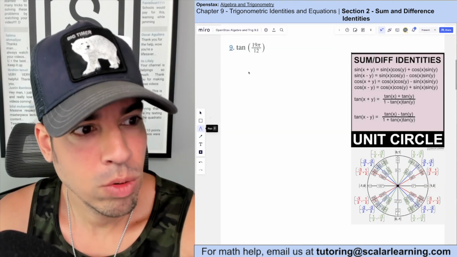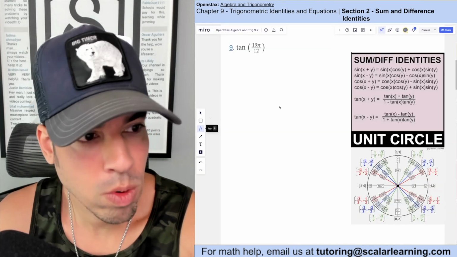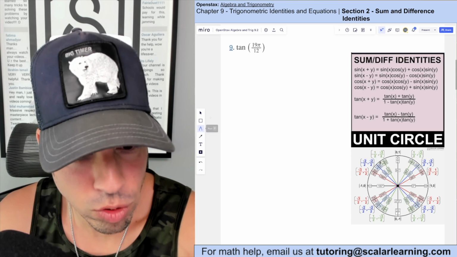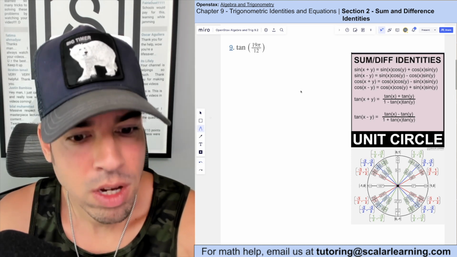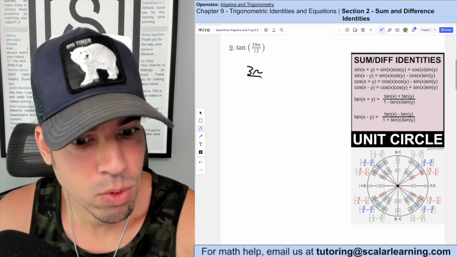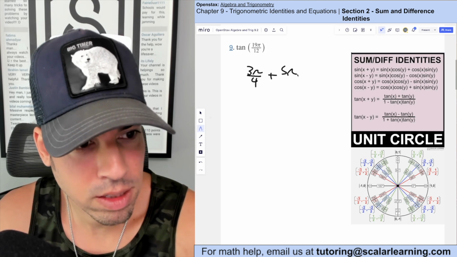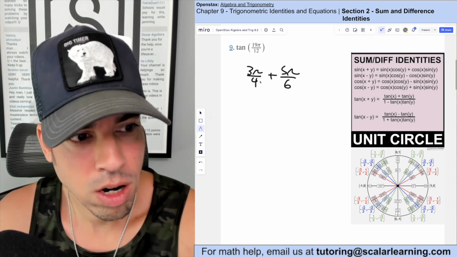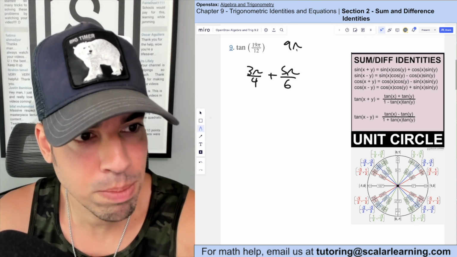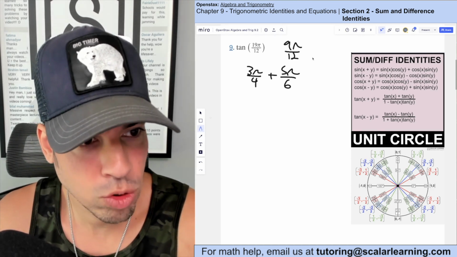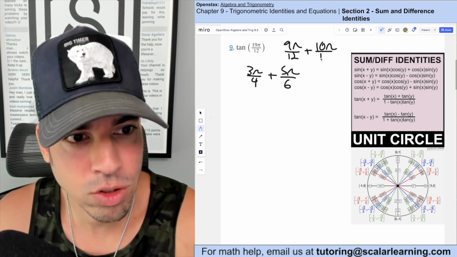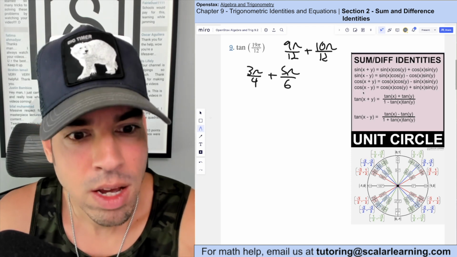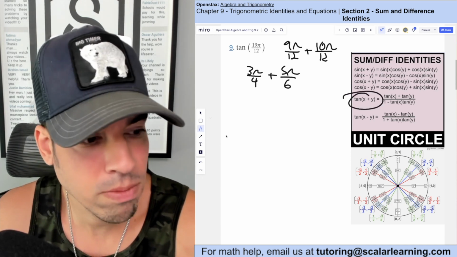Done. So for this one, we got tangent of 19 pi over 12, and we can get 19 pi over 12 by adding these two values in the unit circle, 3 pi fourths and 5 pi 6. And the reason why is because if we got common denominators of 12, this would be 9 pi 12ths. Multiply this by 2 over 2, this would be 10 pi 12. So you see, we come back to this. And now we can use the sum formula for tangent.